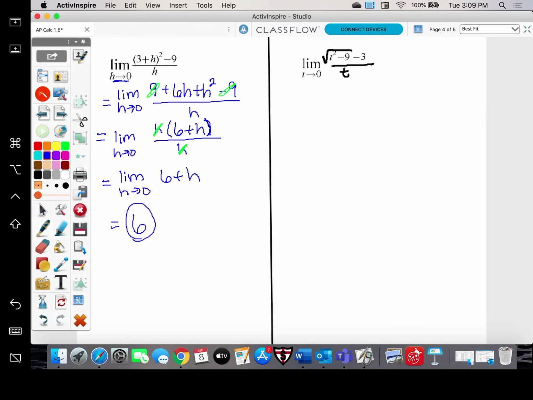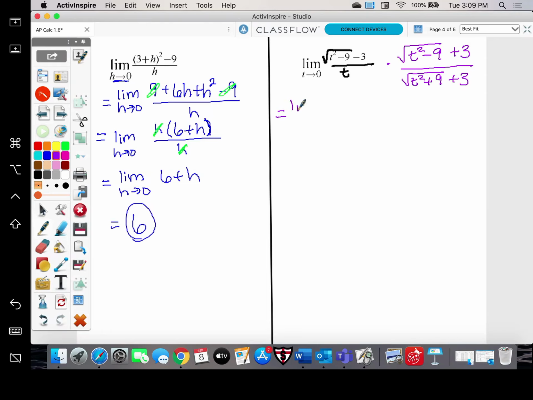The one on the right has a radical. Radicals are when you're going to use that rationalizing technique. And notice our radical is in the numerator, so we will rationalize the numerator. So to rationalize the numerator, this is what I'm multiplying by: square root of t squared minus 9 plus 3, multiplying by that conjugate, top and bottom. And the rationalizing gets really messy in the middle, but ends up a lot better in the end.